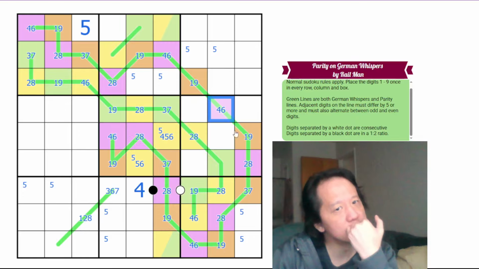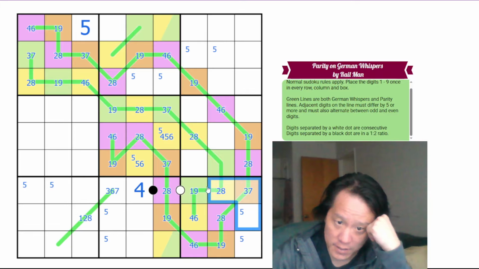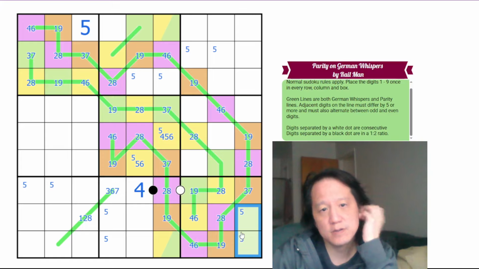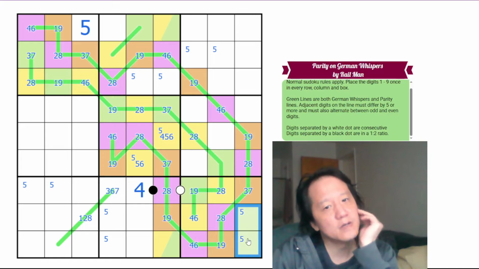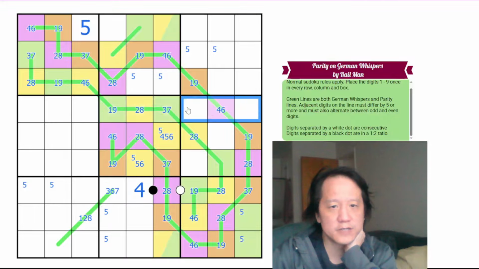Interesting. Remaining digit in box 9 is green with the 5. And it has to be the 3, 7 green. These can't be green because we have 2 greens in that row. This cannot be pink.